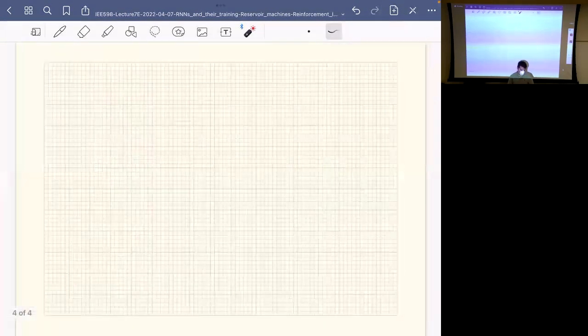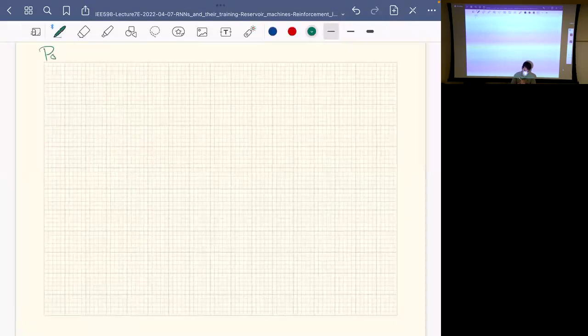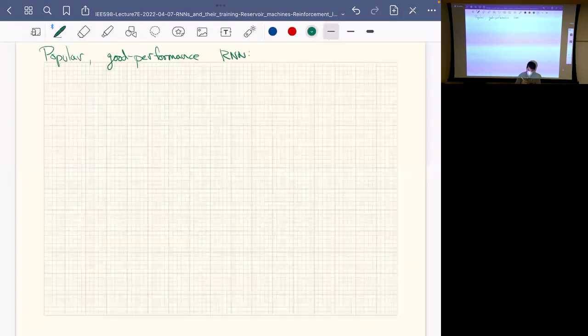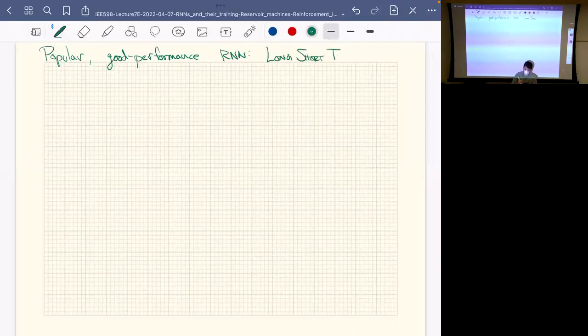And so a popular and good performing RNN is what's called long short-term memory, which is usually called LSTM.